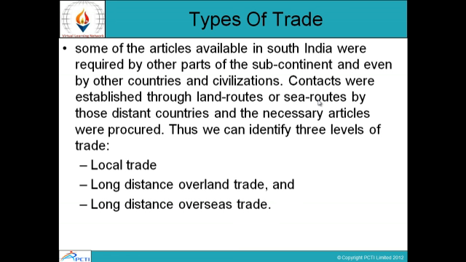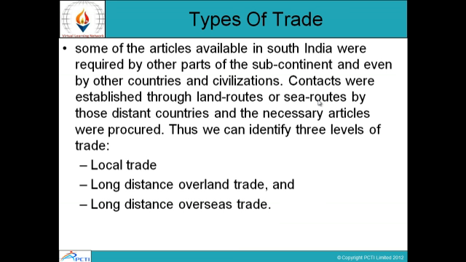Types of trade. Some of the articles available in South India were required by other parts of the subcontinent and even by other countries and civilizations. Contacts were established through land routes or sea routes by those distant countries, and the necessary articles were procured. Some of the articles available in South India were required by the other parts of the subcontinent and other countries and civilizations also.